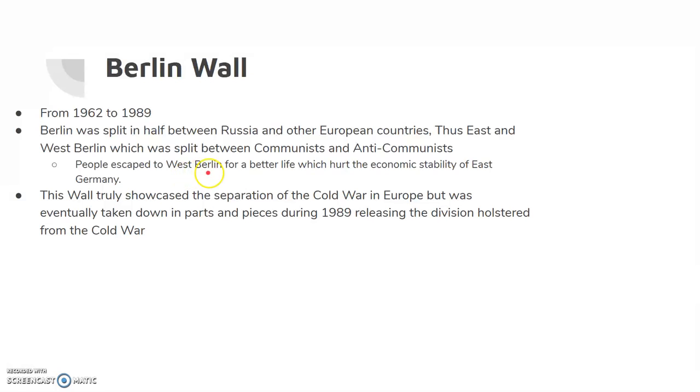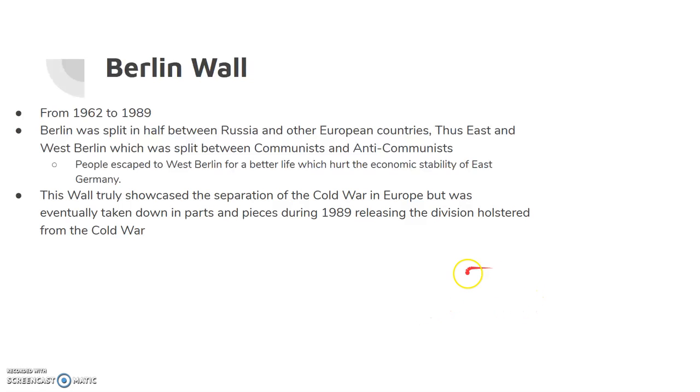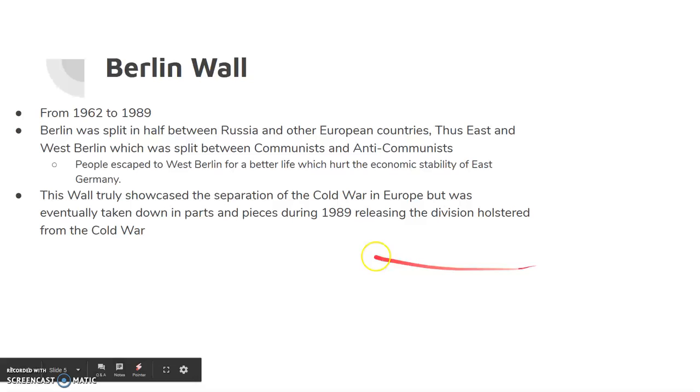Note that West Berlin was the one that was anti-communist and had a better life overall. So people started escaping towards West Berlin from East Berlin, which hurt East Berlin, Germany's stability, because they lost a whole bunch of good workers. And this wall was essentially the real-life embodiment of the Cold War, because it totally showcased the division fostered by the Cold War.